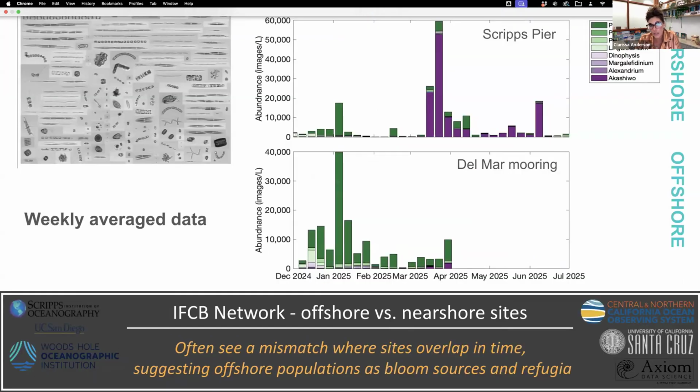And we've seen that when we apply classifiers to the image data. Clear here that with these weekly average data, if you're looking at another site where we have an offshore mooring at Del Mar, which is about 3 miles offshore, and then Scripps Pier, which is our nearshore site in San Diego, that even during the known Pseudonitzschia event that we had, as it was transitioning to something more like a dinoflagellate-dominated population at the shore station, Pseudonitzschia persisted offshore. And while this might not point to the origin of the bloom, it certainly points to variation in how these blooms terminate, where you might have either bloom sources or refugia.